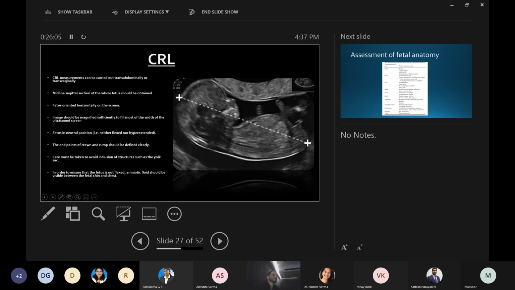Then the end points, that is the crown should be clearly seen, the rump should be clearly seen. Sometimes we see images where the crown is seen, but the rump is somewhere not seen at all. So we have to make sure that both crown and rump are clearly seen. And care must be taken to avoid adjacent structures like yolk sac. And in order to ensure that the fetus is not flexed, the amniotic fluid should be present. That point is the same which I explained already. So these are the criteria for measuring the CRL.